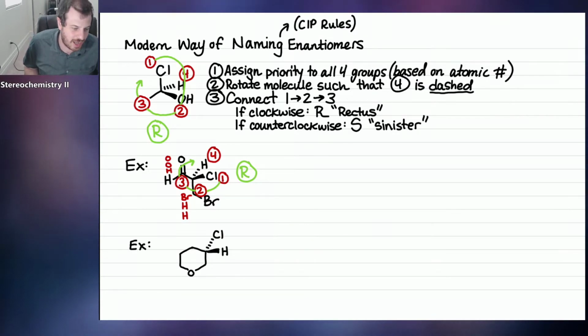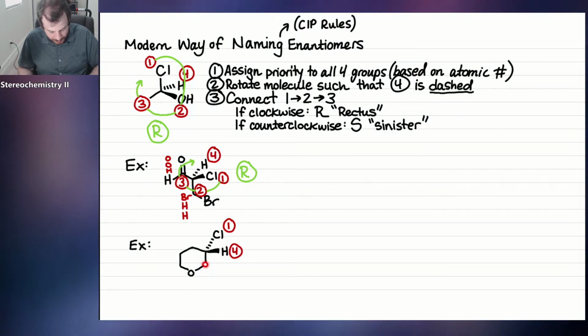Let's do one where the lowest priority group is not a dash. And I'll show you a trick where you can get away with not having to rotate the molecule. Okay, let's go ahead and assign the priority groups attached to our stereocenter. So we know that hydrogen is going to be our lowest priority group, so we'll go ahead and give that a 4. And chlorine is the highest priority group, so we'll give that 1.